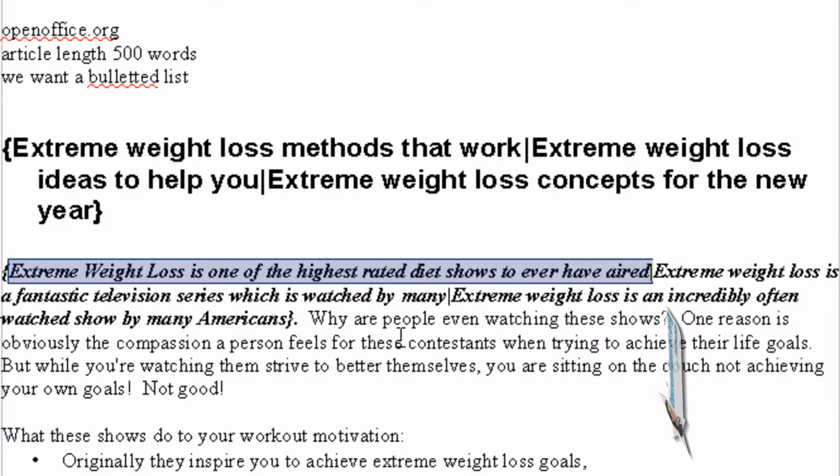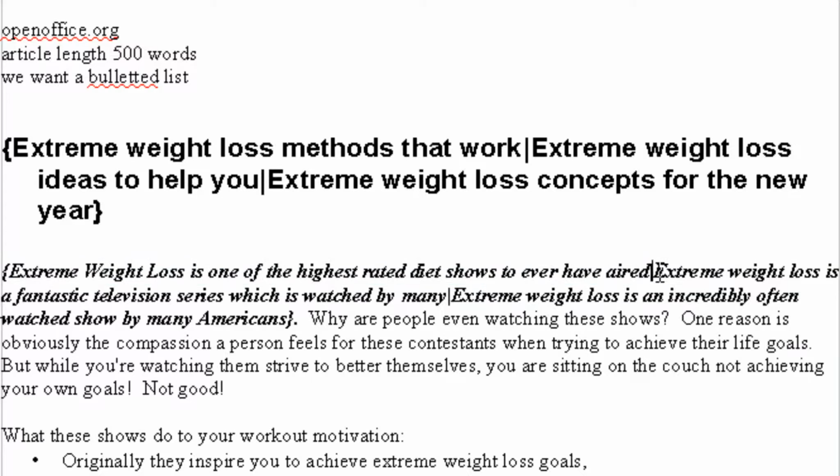As you can see, those two sentences go together. So then we look at our alternate sentence. Extreme weight loss is a fantastic television series watched by many. And then the next sentence would be, why are people even watching these shows? And the third version, extreme weight loss is an incredibly often watched show by many Americans. Why are people even watching these shows?